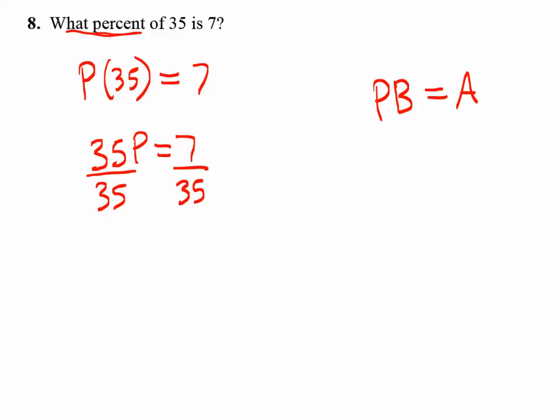And I also know that 7 goes into 35. That kind of helps out. Can I divide both sides by 7? Sometimes you will be able to, sometimes you won't, depending. But I get P equals 1/5. The only problem is that is not a percent.